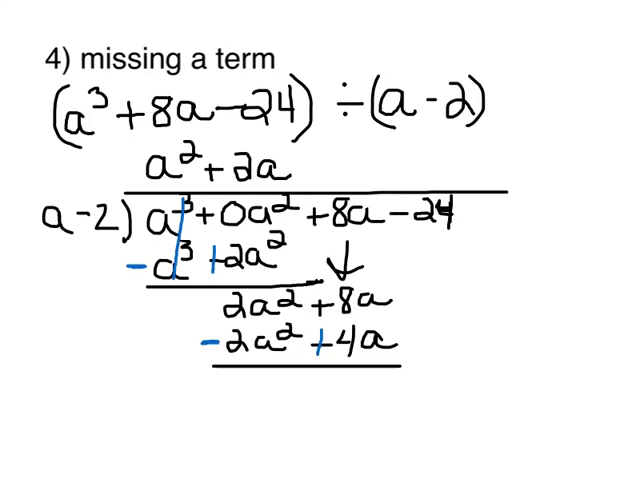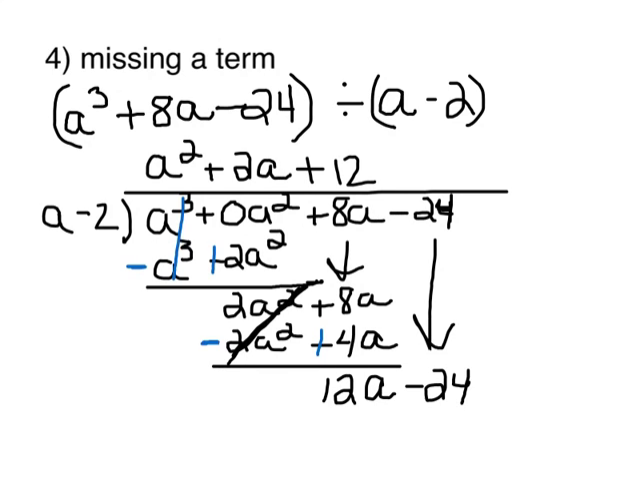Now we'll subtract. 2a minus 2a crosses off. 8a plus 4a will give us 12a, and we'll have minus 24. We'll bring down our 24. Now 12 times a will give us 12a. So 12 times a is 12a. 12 times a negative 2 gives us a negative 24. As always, we'll have to distribute our negative sign, so a negative 12a and a positive 24.